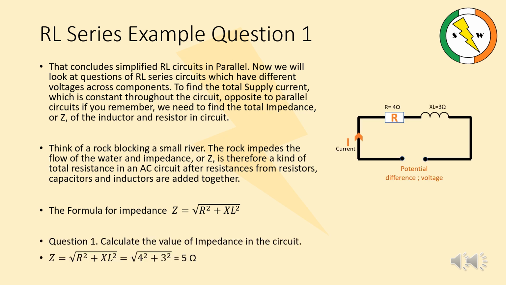Question 1. Calculate the value of impedance in the circuit. Impedance, or Z, is also measured in ohms. Draw out the circuit and plug the numbers into the formula as shown, and we discover that Z equals 5 ohms.